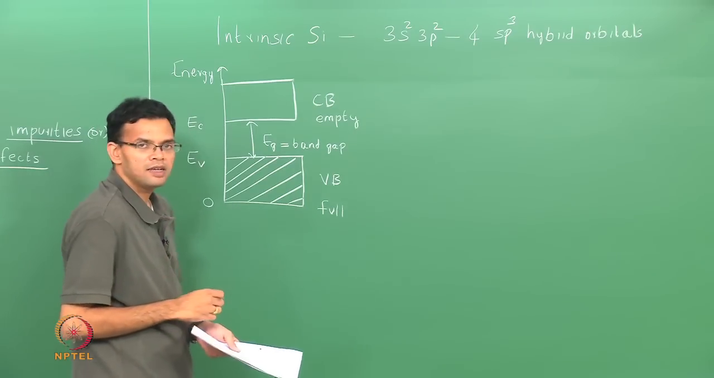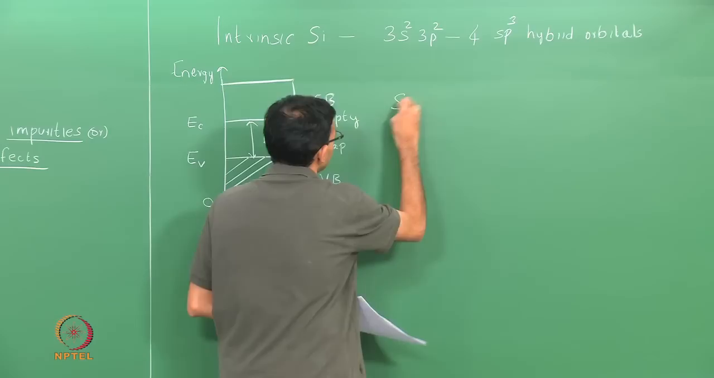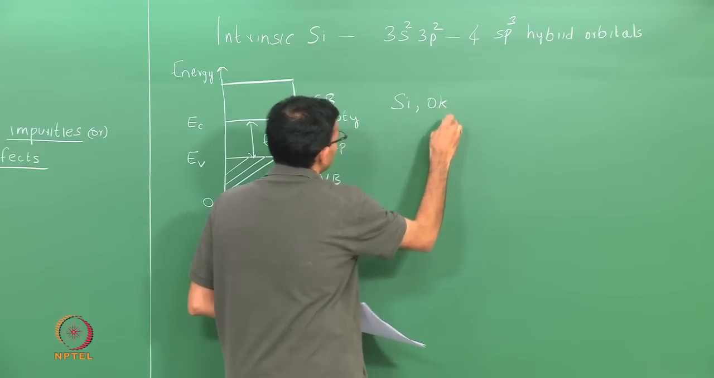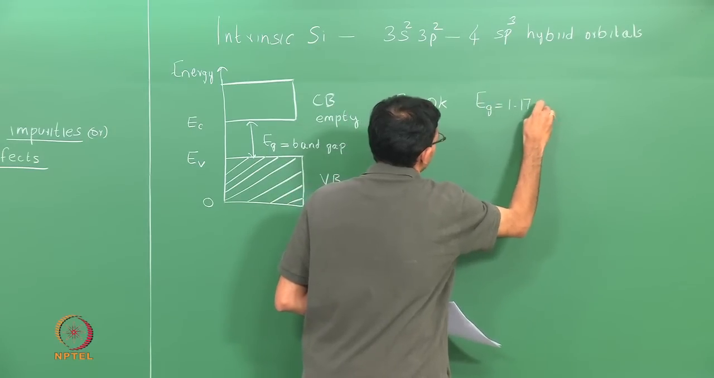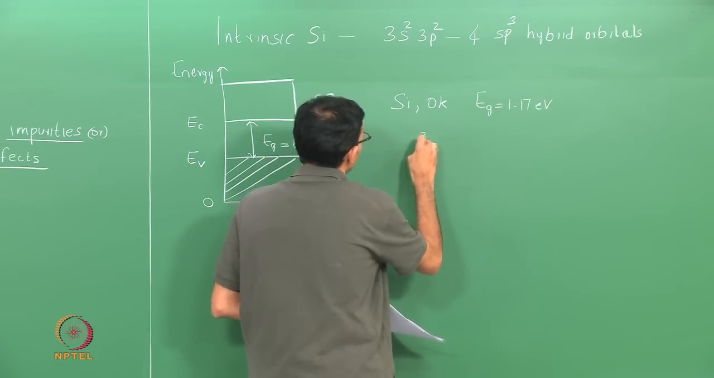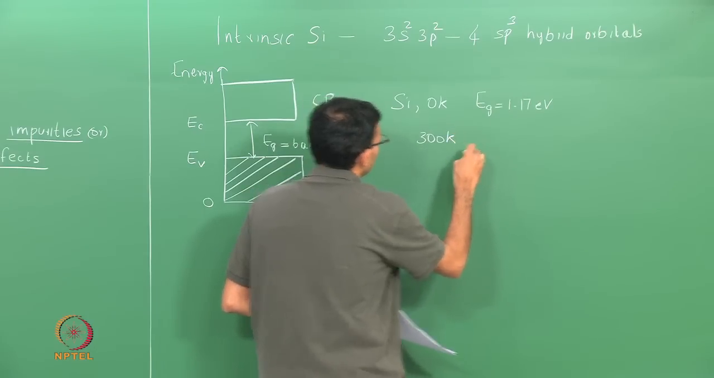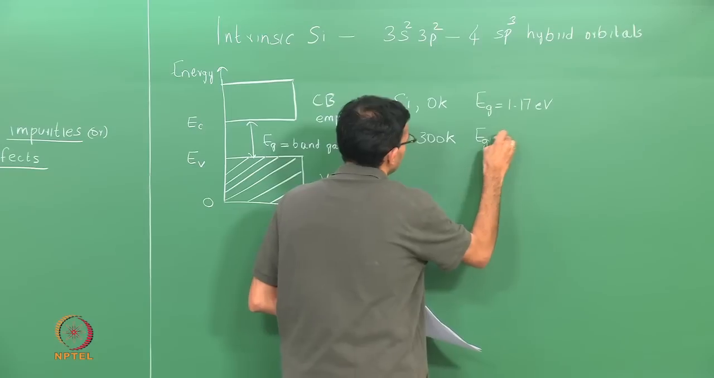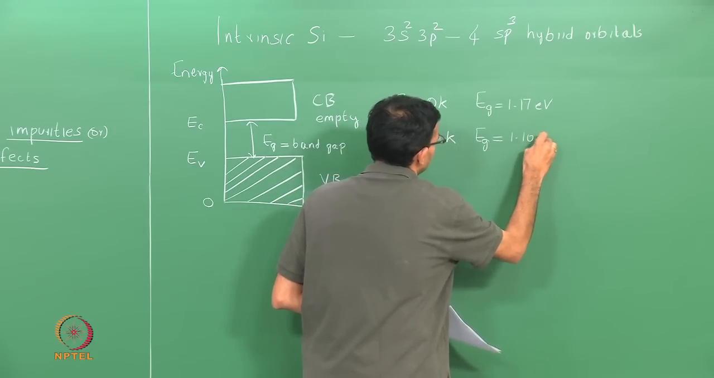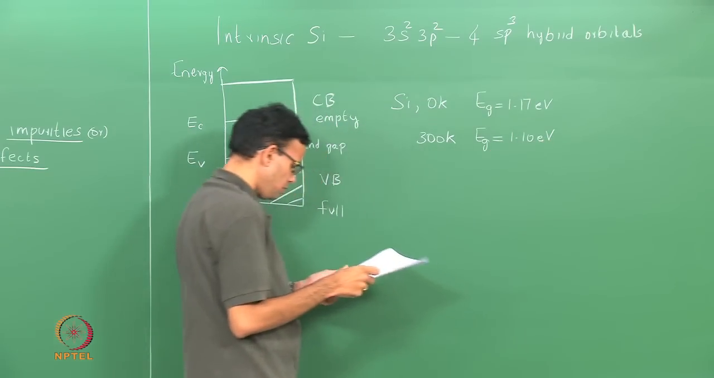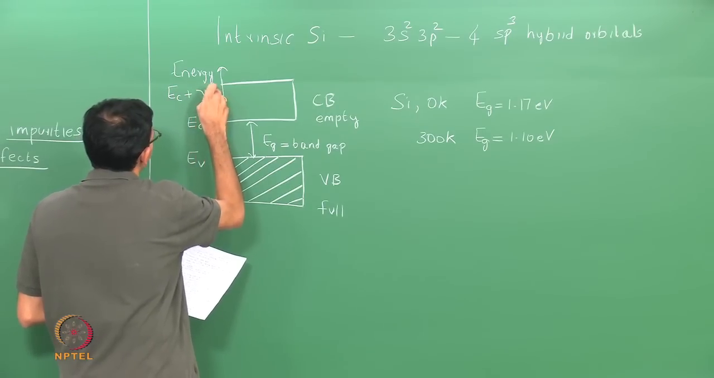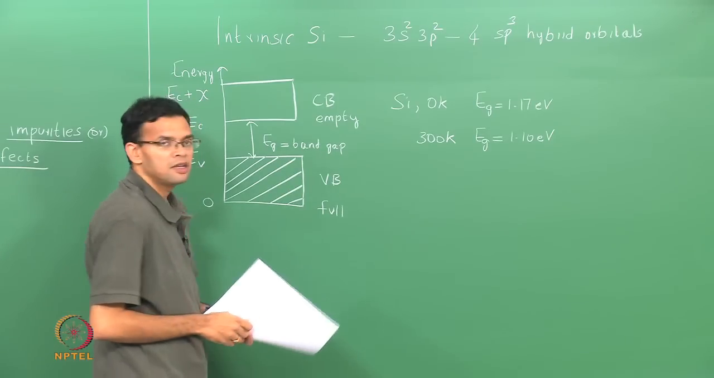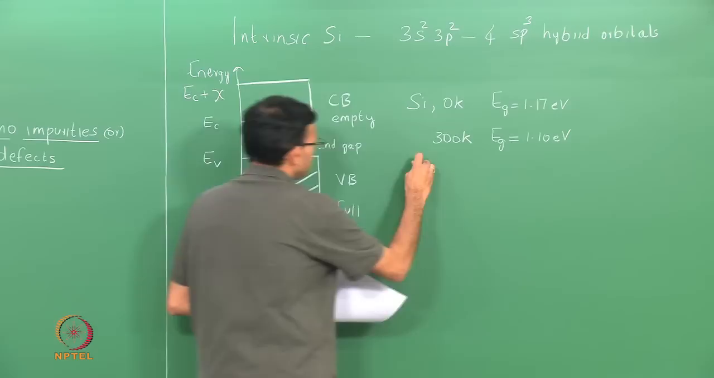In the case of silicon, at 0 Kelvin, EG has a value of around 1.17 electron volts. At room temperature, EG is slightly lower, it's around 1.10 electron volts. The top of the conduction band is usually denoted as EC plus chi, where chi is the electron affinity.